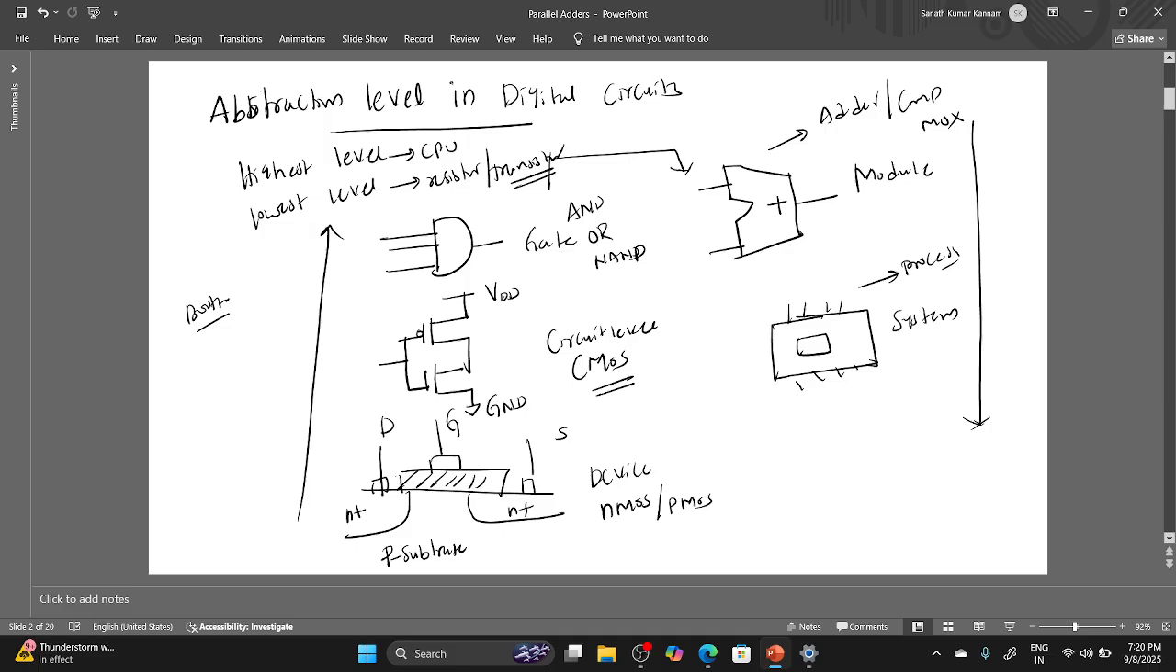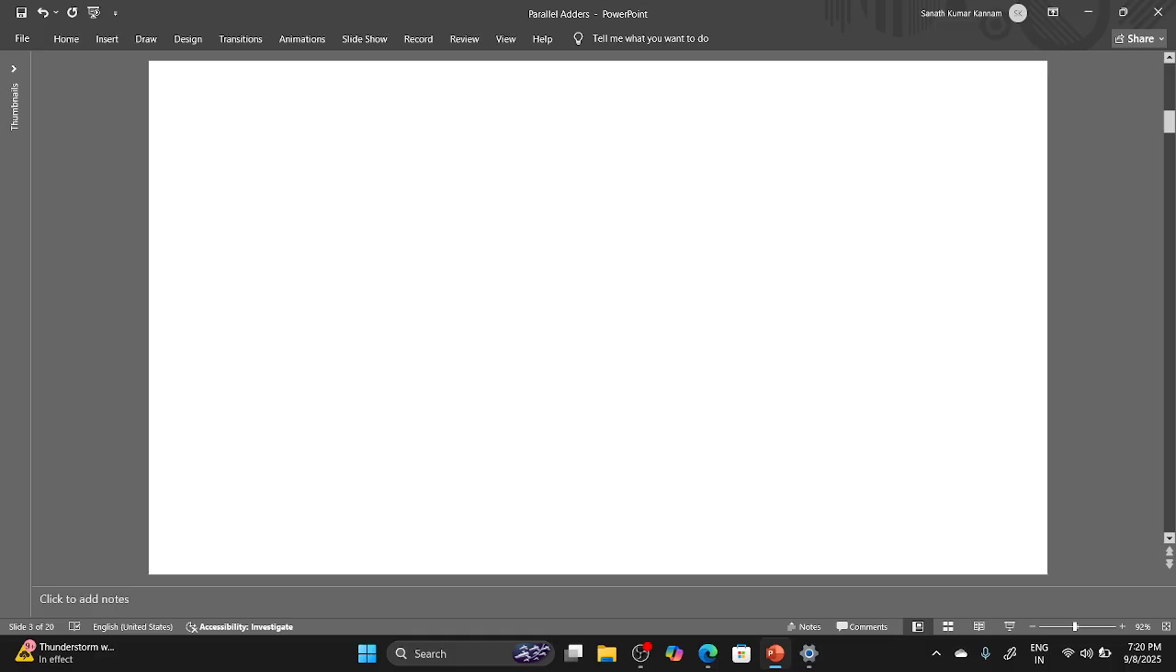Now, combinational versus sequential circuits. What are combinational circuits versus sequential circuits?